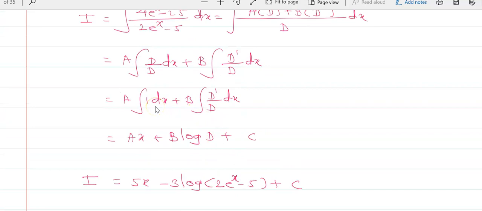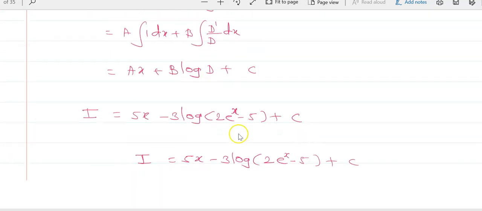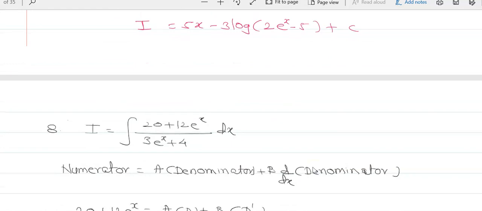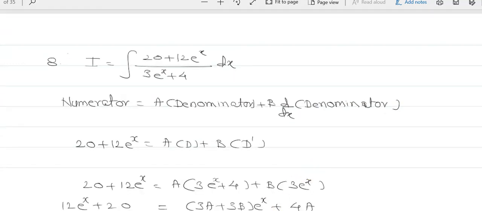What is the integral of 1? The integral of 1 is x, plus b log of D plus c. Substitute the value of this D, 2e^x − 5, plus c. Therefore, I is equal to 5x minus 3 log of (2e^x − 5) plus c. Now we will see the next example.